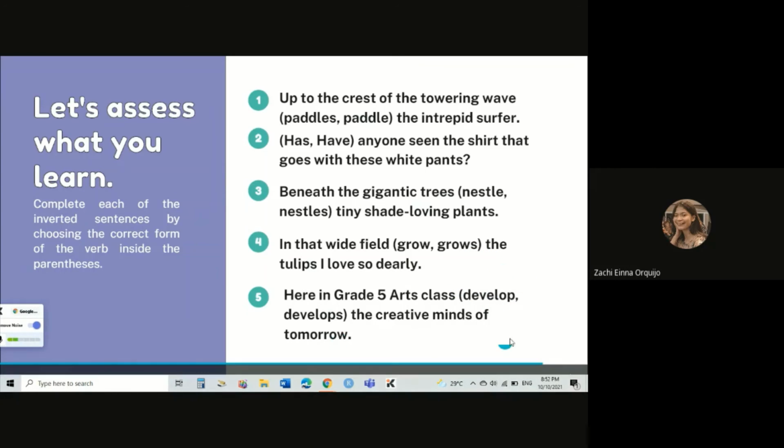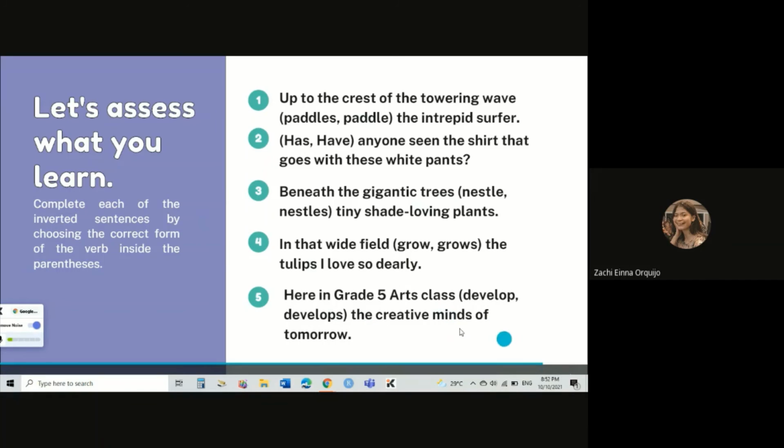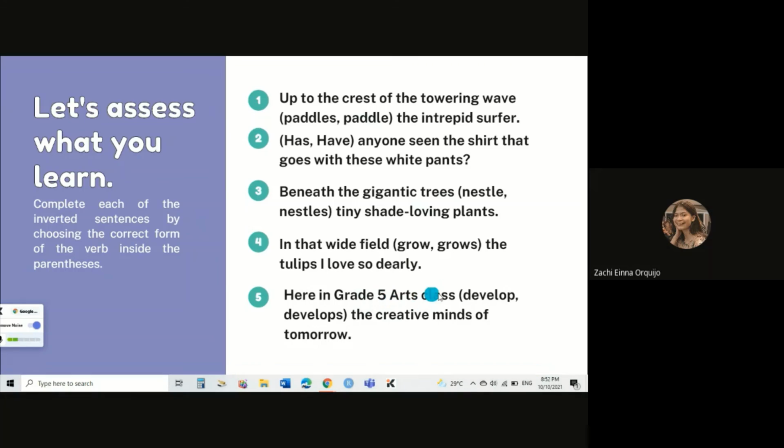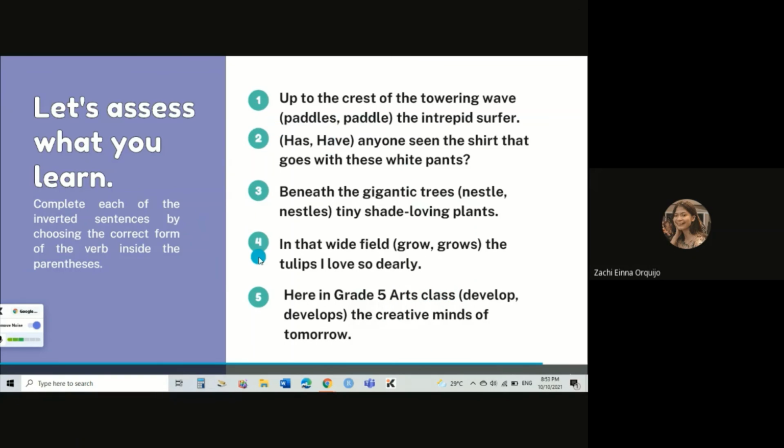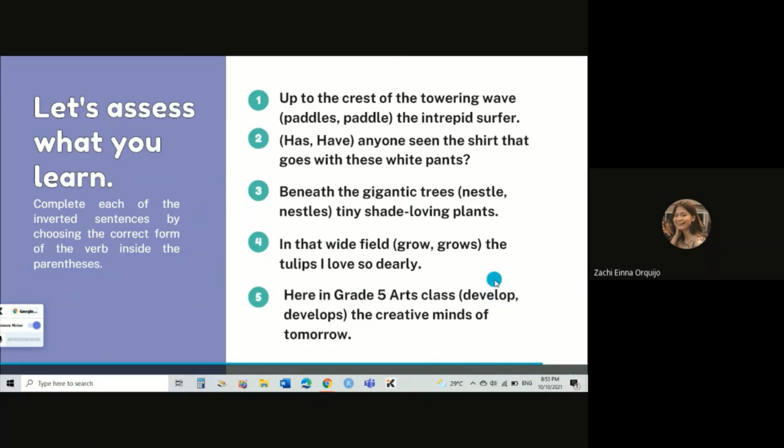So, kung gagawin natin siyang normal order na sentence, which is yung subject, yung mauuna bago si verb, it should be like this. The creative minds of tomorrow develop here in grade 5 arts class. So, the correct answers from 1 to 5 ay paddles, has, nestle, grow, and develop.